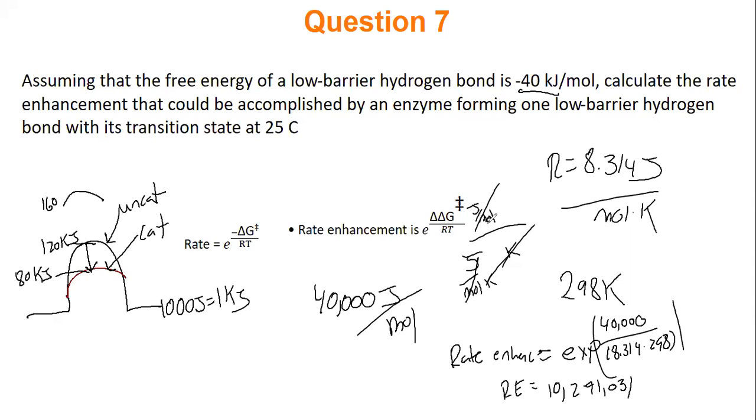And this is actually a thing in math. Anytime you see an exponent, you cannot take the exponent of something that has units. So anytime you use exponents in an equation, your answer will never have units. So exponent is always unitless. Yep, so rate enhancement is unitless as well.